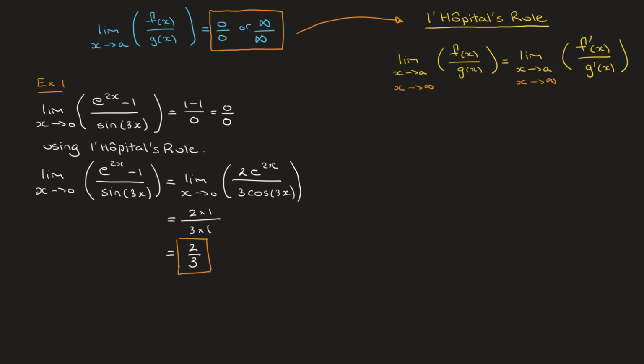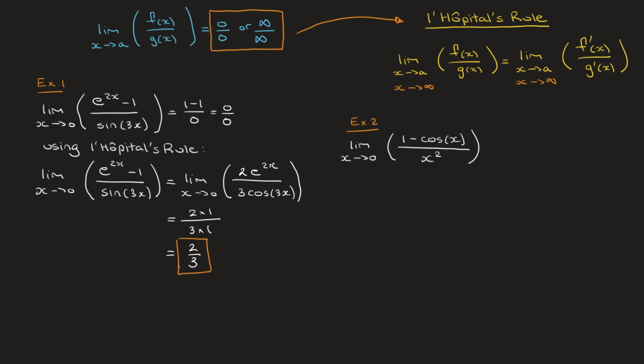Now, at times when we first use L'Hopital's rule, the second limit we'll obtain will again be an indeterminate form of the type 0 over 0 or infinity over infinity. And when that happens, we can repeat the process again. In other words, we can apply L'Hopital's rule several times in a row. Let me show you how that works with example 2. I'll quickly get that written.